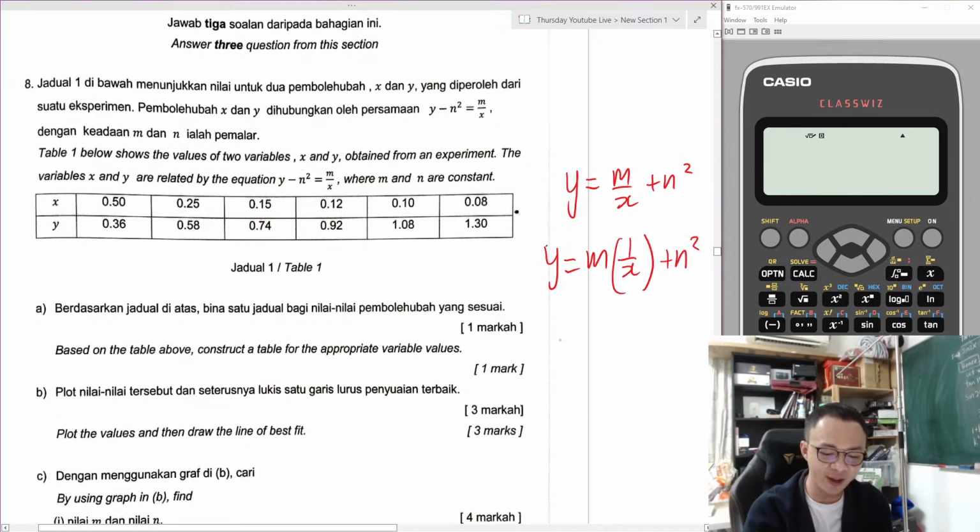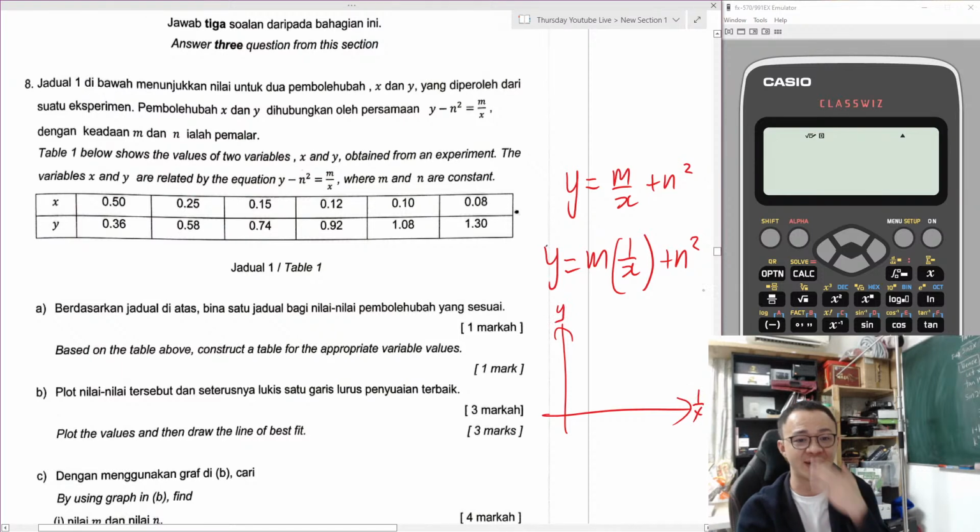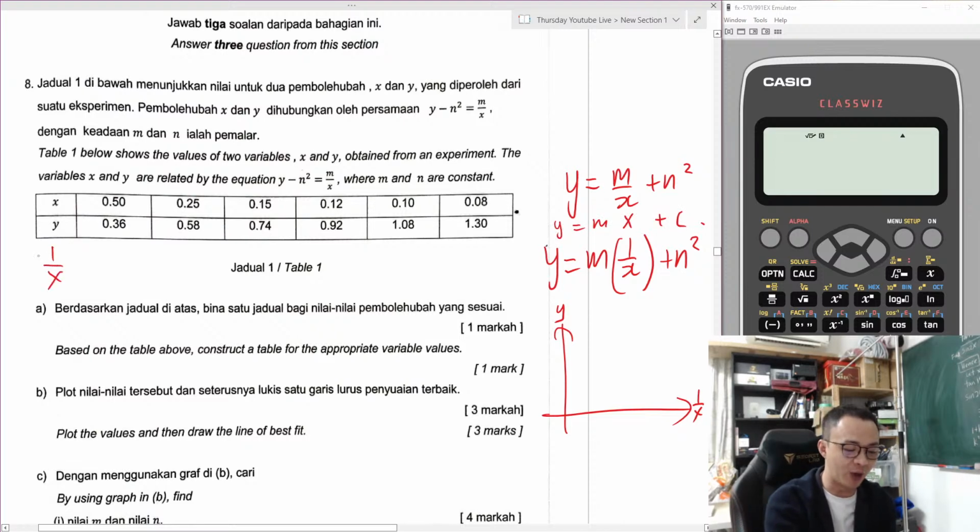Then realize over here, you should know it will be a straight line if this is y against 1 over x, because y equals mx plus c. You should be able to see that, right? Y equals mx plus c. So right now I need to form a table for 1 over x. Some students might ask, sir, how are you going to do 1 over x? Just 1 divided by the x value.